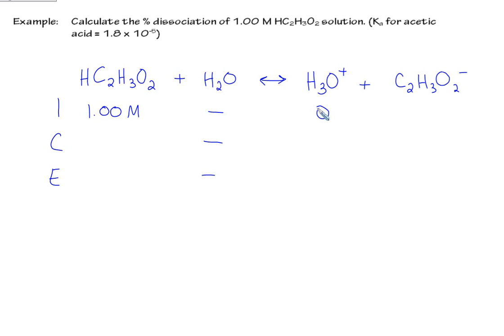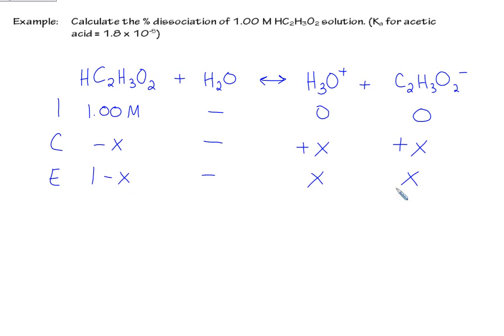Initially, these guys are zeros. So we know it has to shift forward. We have to have some product. But that K value is small, so whatever this X is, it's probably small as well. This is going down by X, up by X, and up by X. So at equilibrium, we'll have 1 minus X, X, and X.